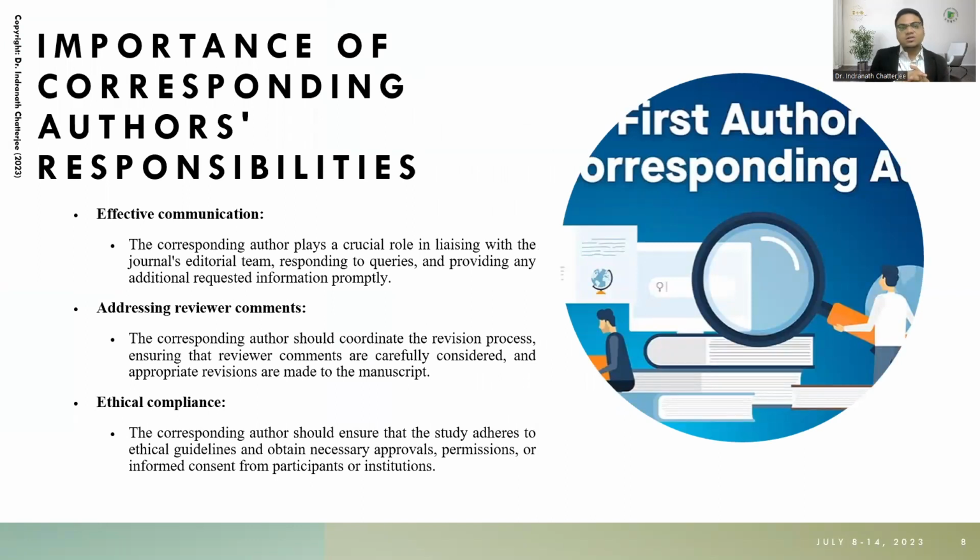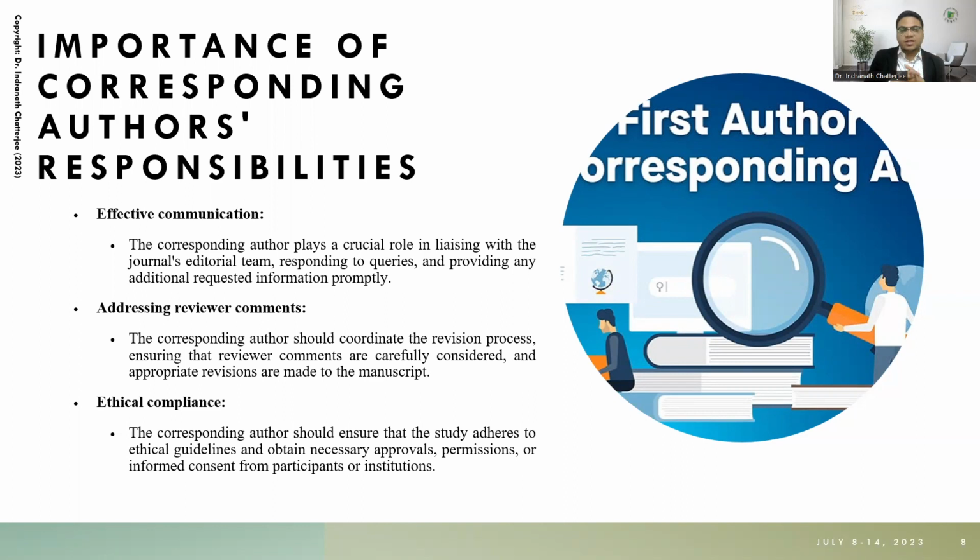So what is the importance of the corresponding author's responsibility? So who is the corresponding author? The corresponding author is the author who is submitting the paper to the journal. He or she may be the first author, may not be the first author, but he is the main author of the paper who is taking all the responsibility during the entire editorial process. So during the entire editorial process, from the submission to the revision to the acceptance to the proofreading, everything will be done by the corresponding author's address.